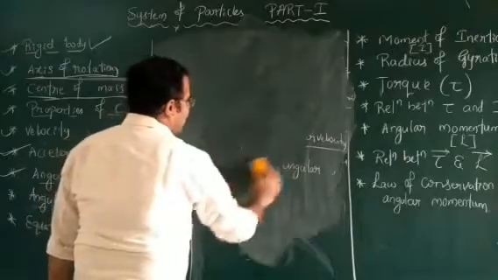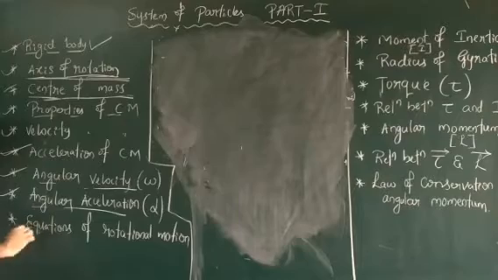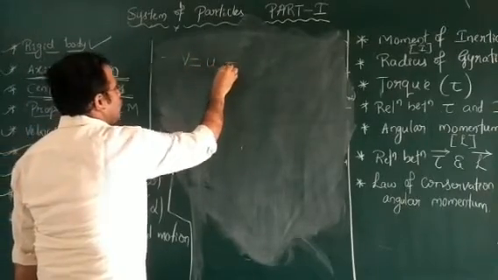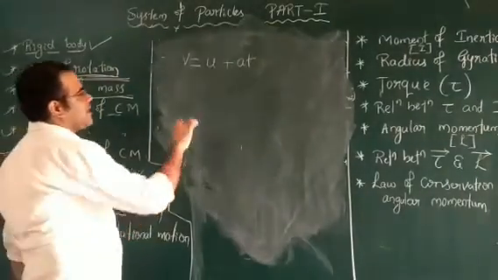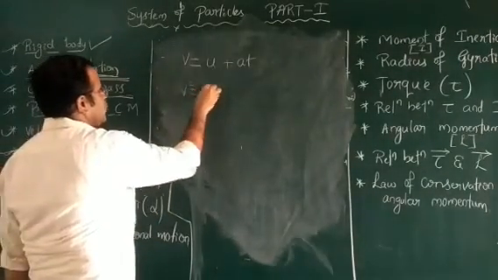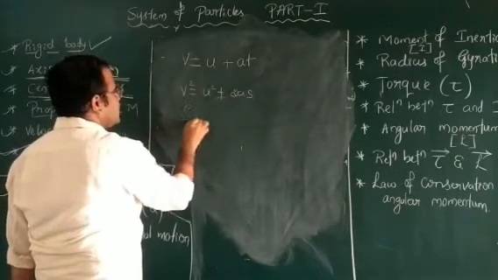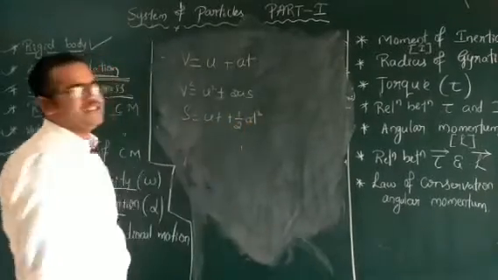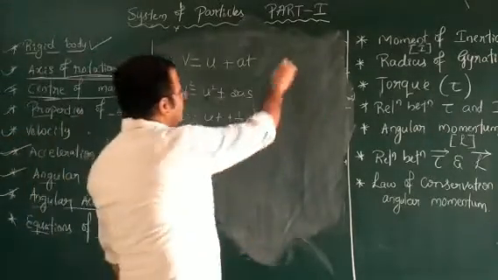Next, after getting angular acceleration, now you are supposed to observe the equations of rotational motion here. Generally we have the linear equations, the first one given by v is equal to u plus a into t. So when we observe kinematic equations, these were the equations: v square is equal to u square plus 2as, and one more, s is equal to ut plus 1 by 2 at square. So these are the kinematic equations.